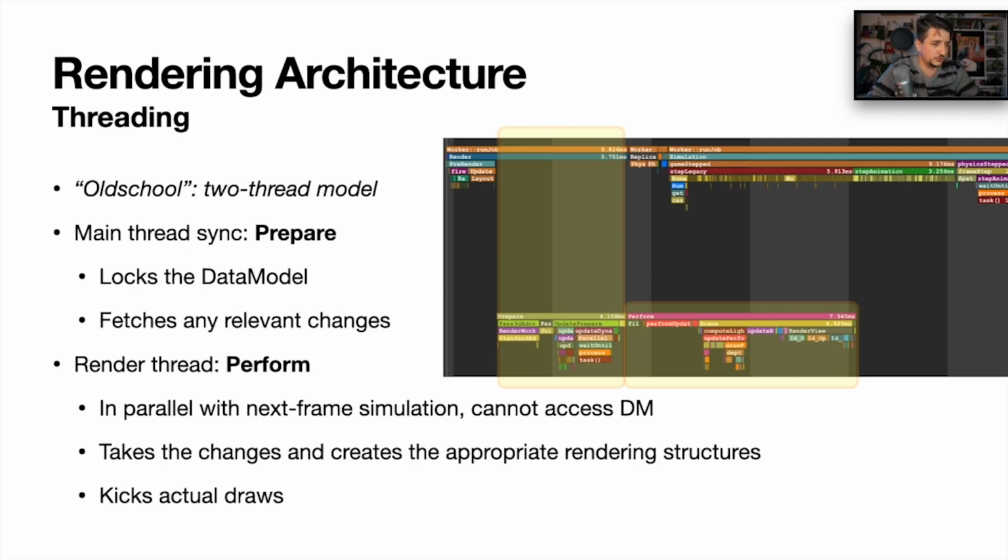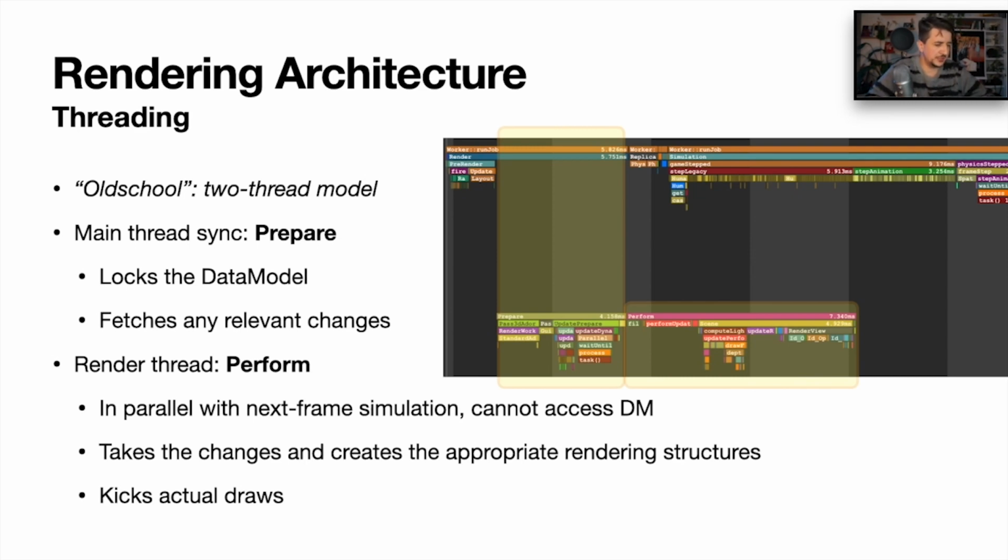The communication between the two is done in a step that we call render prepare. Render prepare locks the data model, so no change can happen, and fetches any relevant change that happened from the previous rendering frame. It tries to do that as fast as possible because now you're locking, so you don't want to stall the simulation for a long time. After it fetches all those changes, it unlocks the data model, simulation resumes, and in parallel we start what we call the render perform, which is where we generate our actual draw commands.